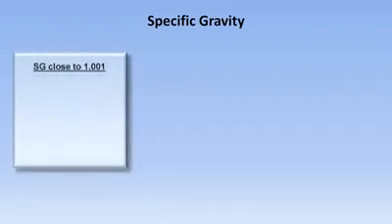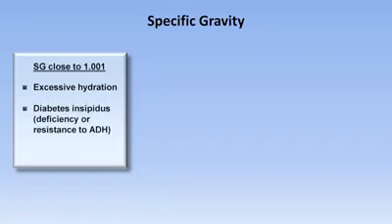If the specific gravity is close to 1.001, that is, urine is more dilute than normal, it implies the patient has excessive hydration, a condition called diabetes insipidus, which can be caused by either deficiency or resistance to antidiuretic hormone, or ATN, in which the kidneys lose the ability to concentrate urine in the tubules.